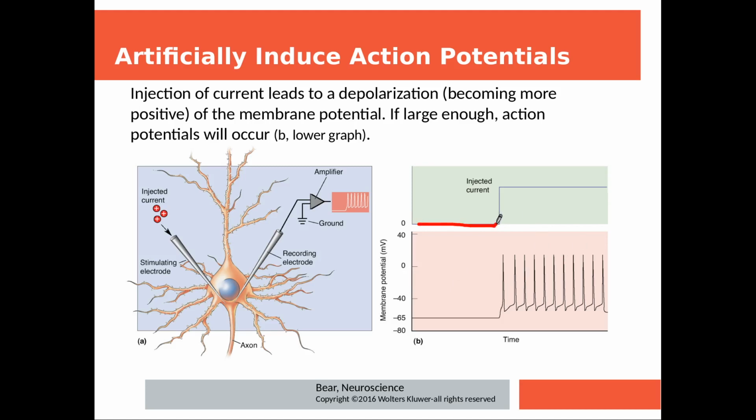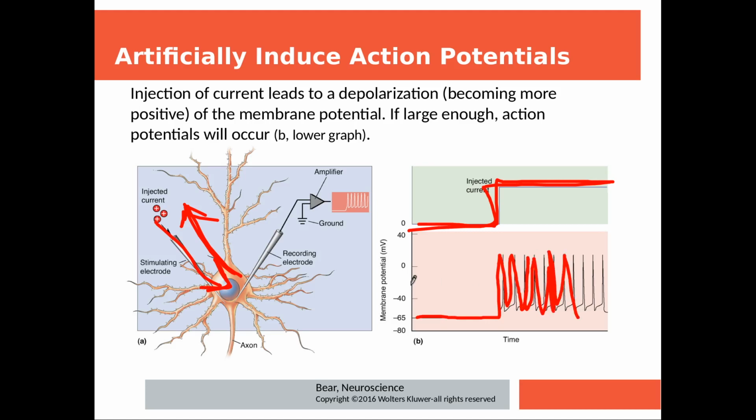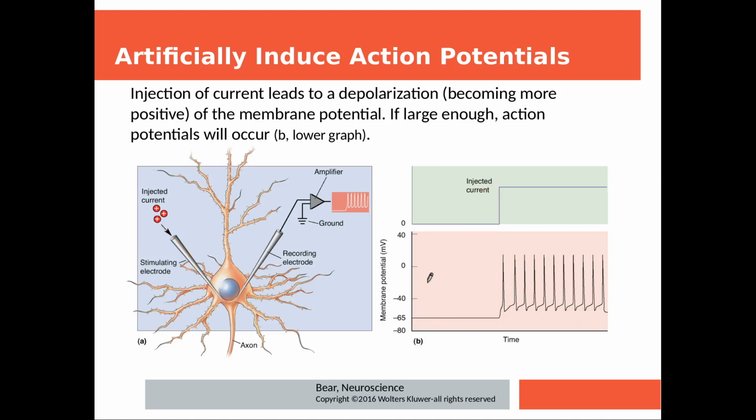Sorry. Anyways, so you inject a current into the cell, basically you force electrons to leave the cell, or try to leave the cell, by increasing the potential inside the cell. And what that will cause is a bunch of action potentials. At the same time, you have a recording electrode to measure the membrane potential, and so you can see the action potentials happening.